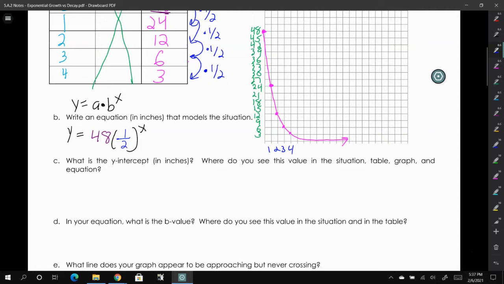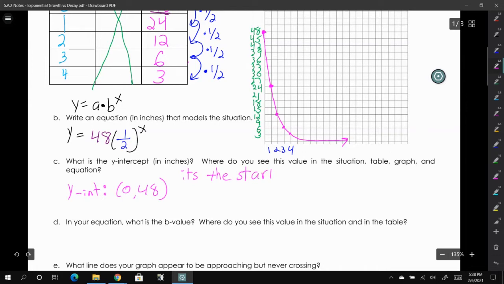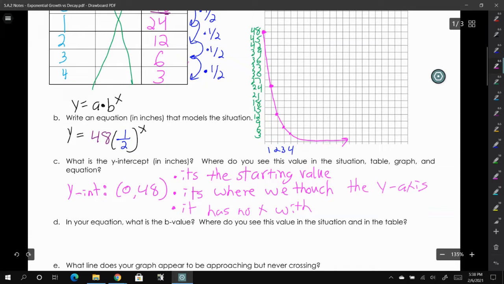Then what was the y-intercept in inches? Well, if you look at the graph, the y-intercept is 48. The y-intercept is 0, 48. It's a starting value. It's where we touch the, sorry, not the x-axis, the y-axis. And it has no x with it. So if you look at our equation, 48 is just hanging out by itself as being multiplied. There's no x with it. The 1/2 is where you see the x. It's 1/2 raised to the x value, or to the x power.